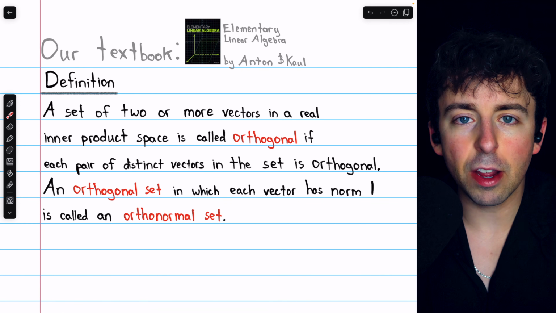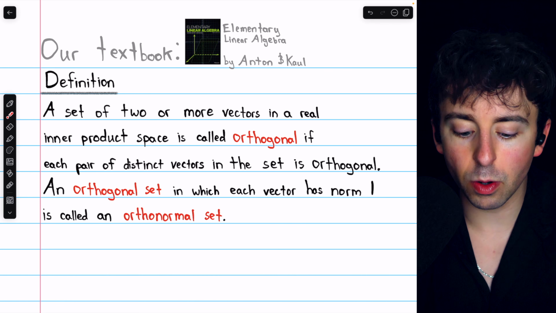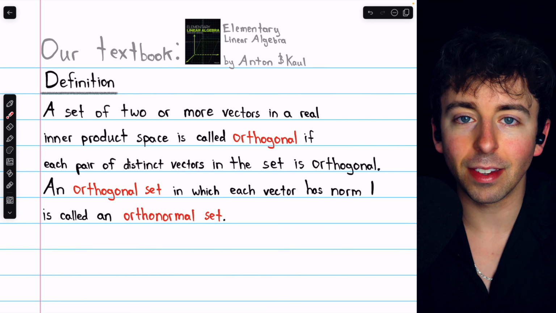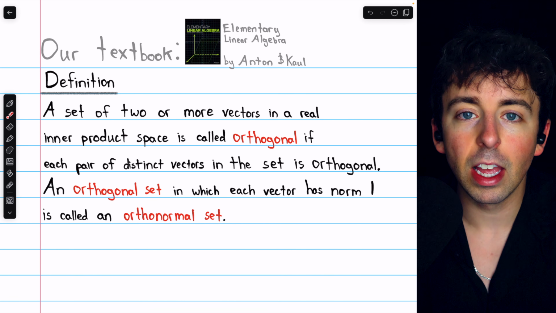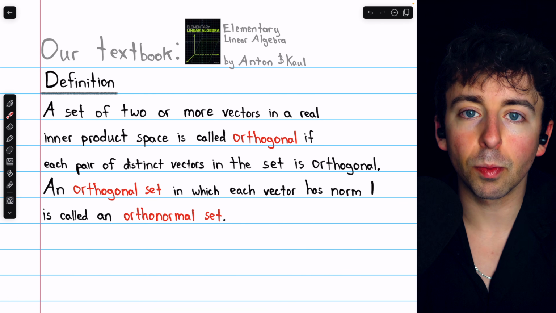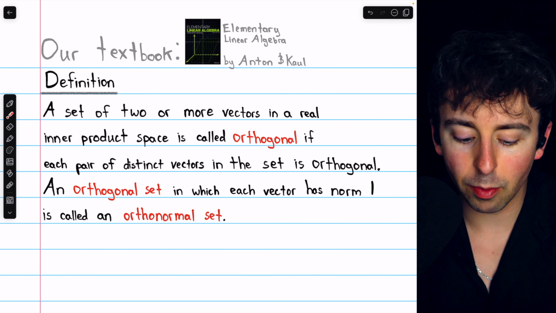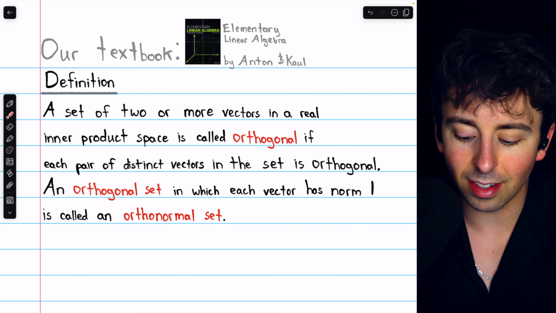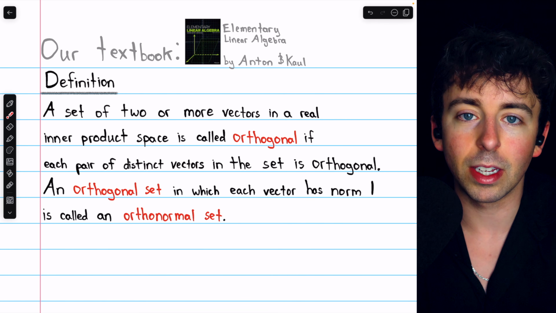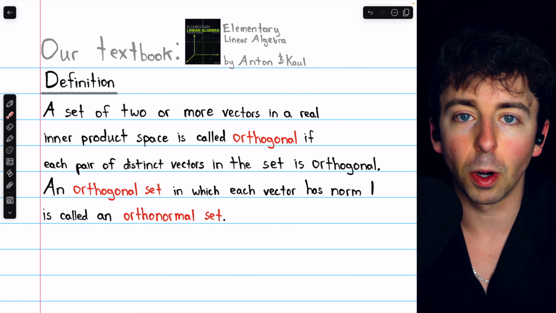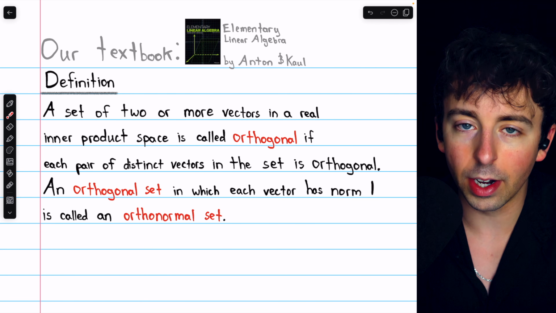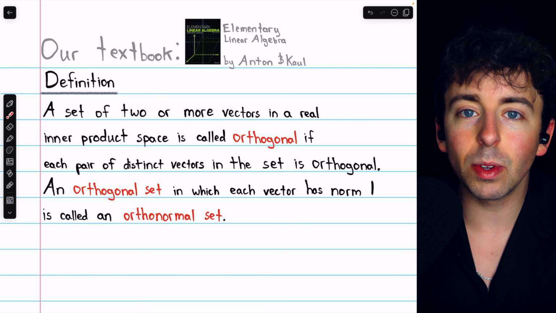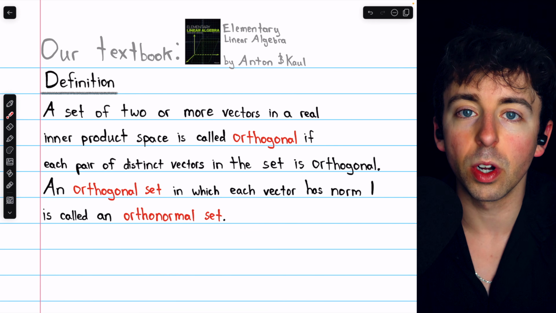We'll begin with a theorem that will be important to our use of these sets as bases for inner product spaces, but let's just quickly review the definitions. We say that a set of vectors in an inner product space is an orthogonal set if each pair of distinct vectors in the set is orthogonal, so each inner product would be 0. Now, if each vector in an orthogonal set has norm 1, so it's a unit vector, then we say that the set is an orthonormal set.